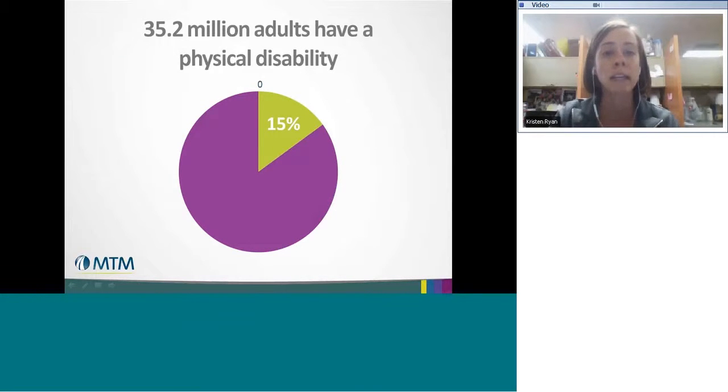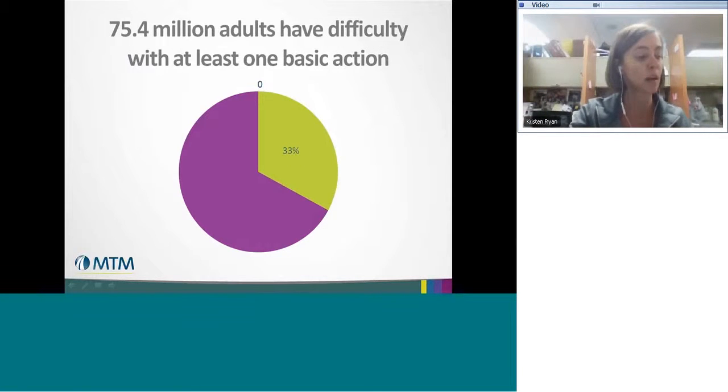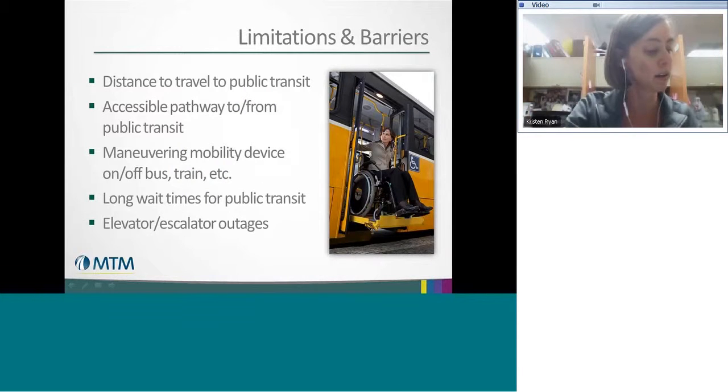In the United States, about 35.2 million adults have a physical disability, and that's about 15% of the population of adults. And then a disability can also be classified as difficulty with one basic daily function, and that can be about 33% of adults in the United States, or about 75.4 million adults. Next slide.